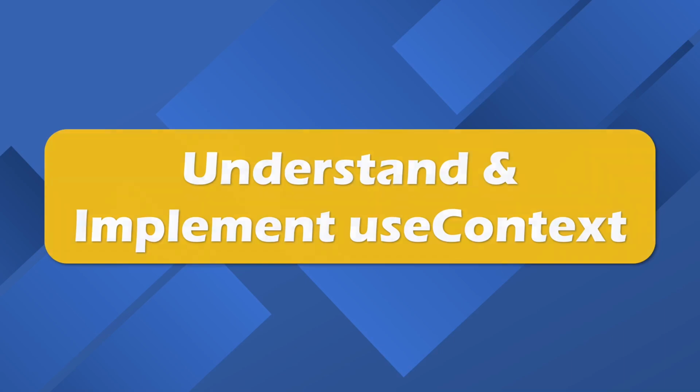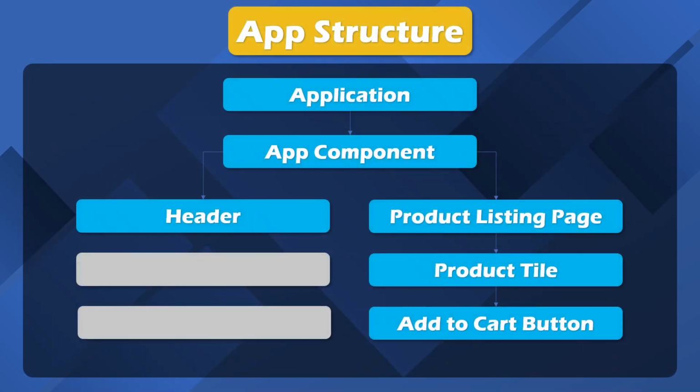Let's get started. So first, let's have a look at our app structure. In this app structure, we can see we have our application at the top level, and then there is the app component. That app component would be pulling in your router and doing some other initializations. For example, in the previous video, we saw that we implemented the useReducer hook in one of the listing pages and passed it down to the product tile using a prop.